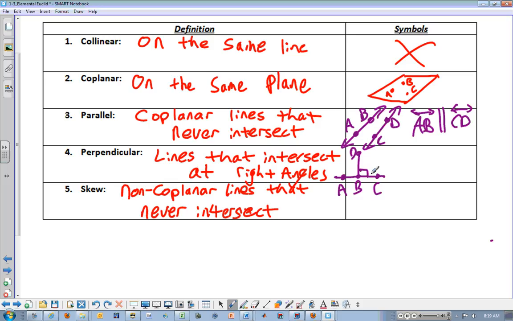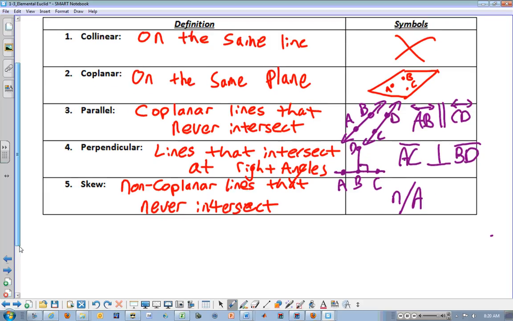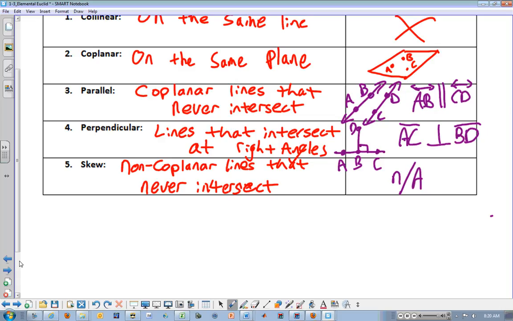Okay. And we say this. Let's call this segment AC. You could call it AB if you wanted to. And this is the perpendicular symbol, an upside down T, because of its perpendicular lines. And BD. All right. And NA, not applicable, not available. No symbol for skew. Okay. Well, let's leave it at that. We've got that down good. So go ahead and put that aside.